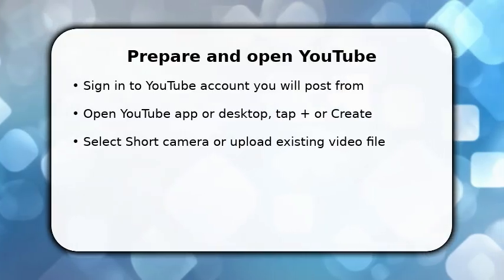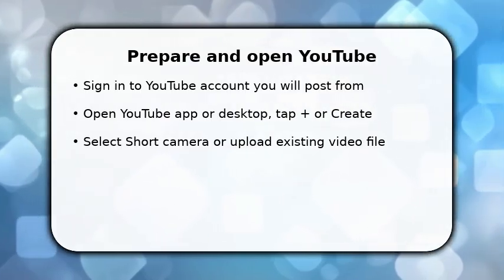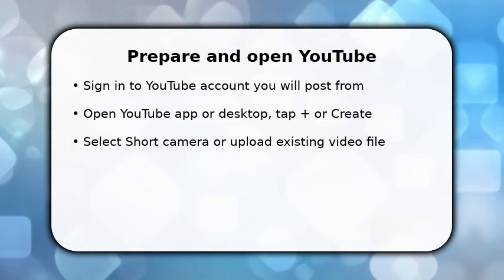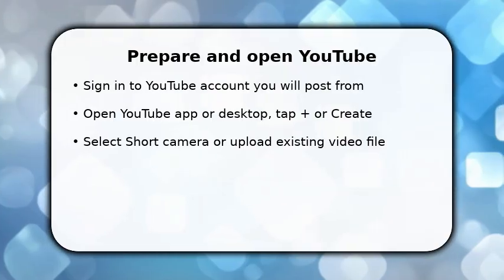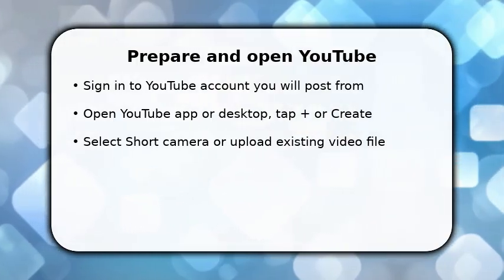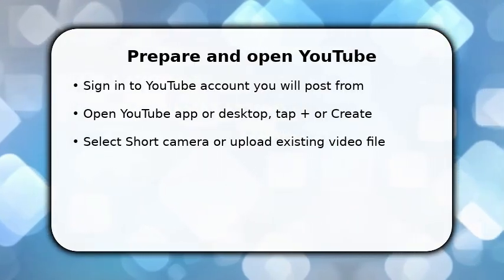You start by signing into the exact YouTube account you plan to use. This avoids cross-account confusion later. Once signed in, open the YouTube app or desktop site and tap the Create Plus button, then pick Short Camera or Upload to import your clip. Make sure your video is vertical or 16:9 cropped for shorts.